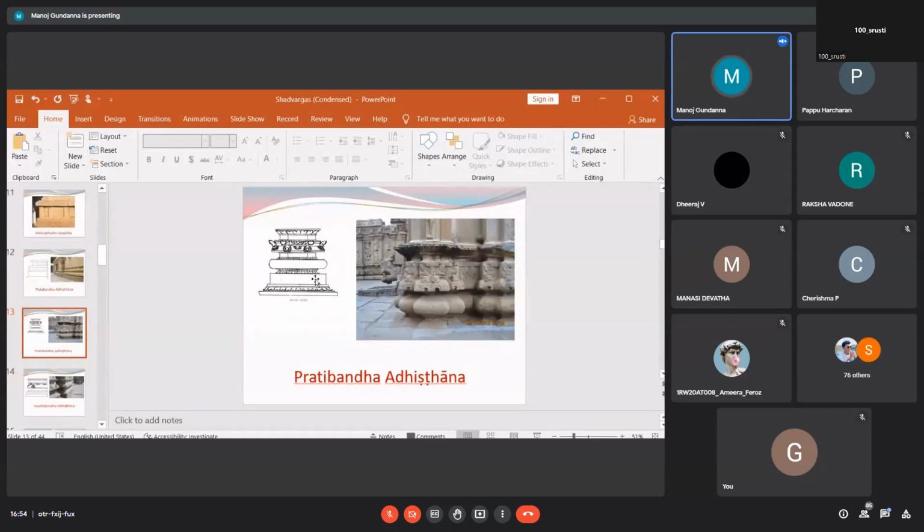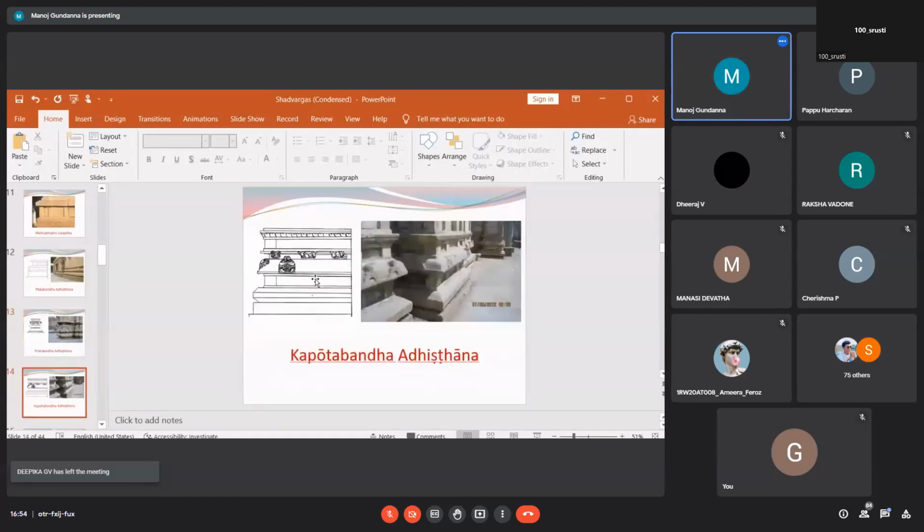So Pratibandha Adhisthana is the second major division. Then this is the third variety of Adhisthana mentioned, which is the Kapatabandan Adhisthana. Kapata is the drip stone, which is usually placed in the entablature of the temple. But many times, to preserve the Adhisthana from frequent or earlier damage, this Kapata or drip stone is given so that water and other things will not seep into the structure and it will be protected.